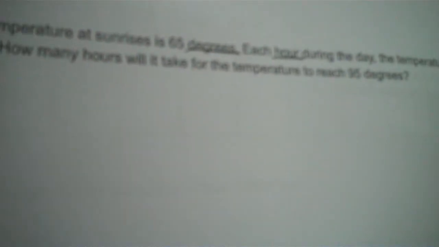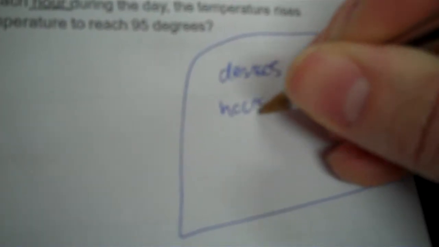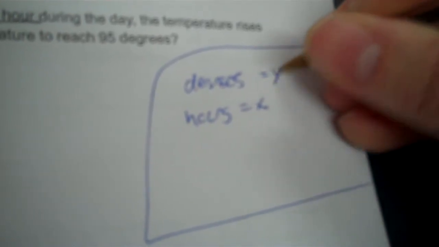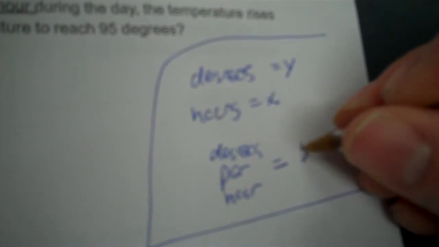Okay, number 12, the temperature at sunrise is 65 degrees. Each hour during the day, the temperature rises 5 degrees. How many hours will it take the temperature to reach 95 degrees? This one's not too bad. You got degrees and hours. Hours is x, degrees is y. So per. Degrees per hour. Degrees per hour is 5, okay? Because it's every 1 hour it's going up 5, so 5 times x, okay?